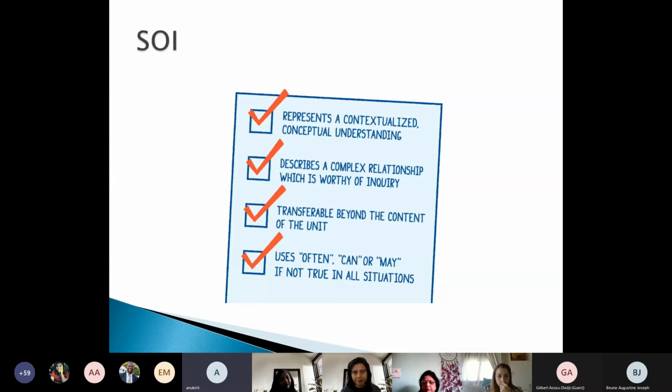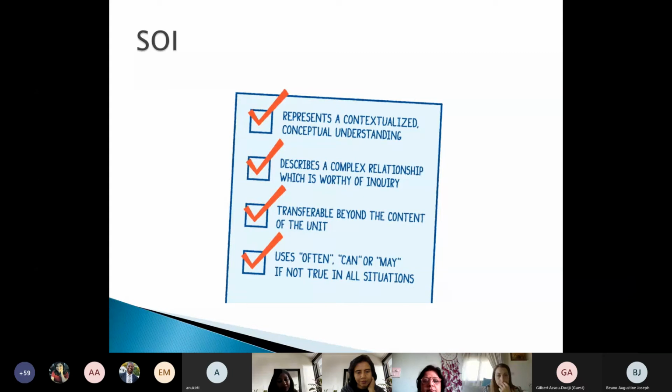That means it should be argumentative in nature. It should have that element in it. It should be transferable beyond the content of the unit. In fact, I would say not only beyond the content of the unit, but beyond the subject as well, because it is open and general. And then it should use the words, because that will give that element of open-endedness in it. So it should use the words often, can, may, so that it's more open-ended.